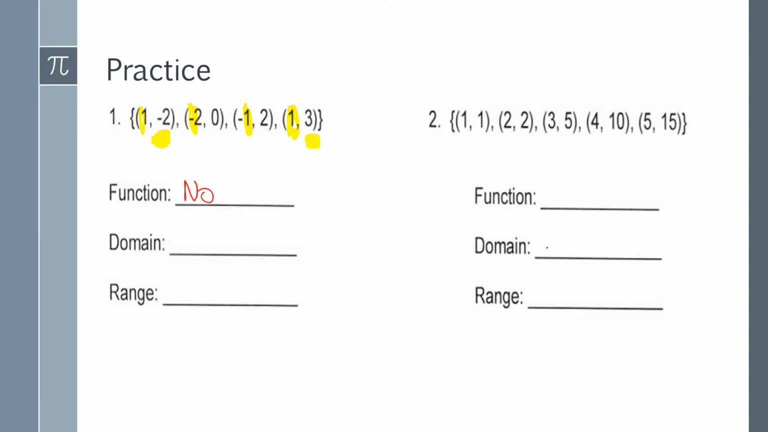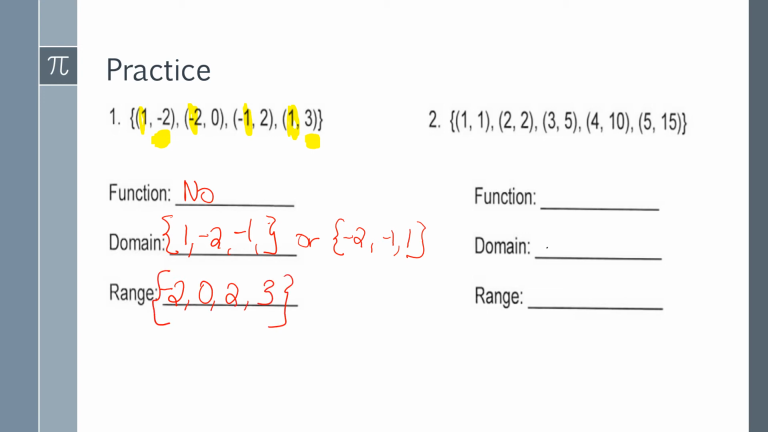The domain is simply a list of the x values. So our domain in this case would be 1, -2, -1, and we don't have to repeat the 1. Now, I like to write these in numerical order. Notice also I'm using braces and not parentheses because this is what we call a discrete function, meaning that every value between -2 and -1 is not represented. So we use braces in this case. The range is simply the y values. So this is -2, 0, 2, and 3.